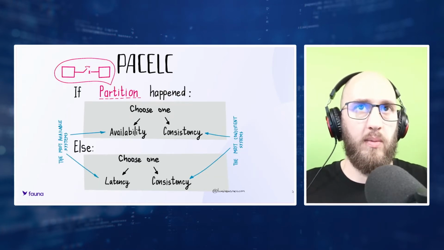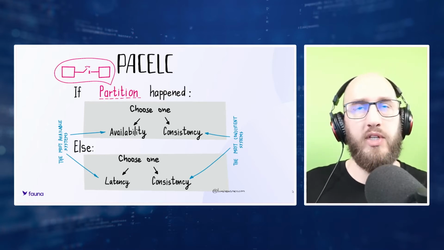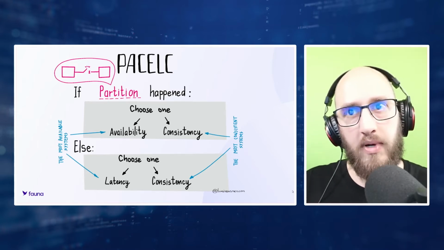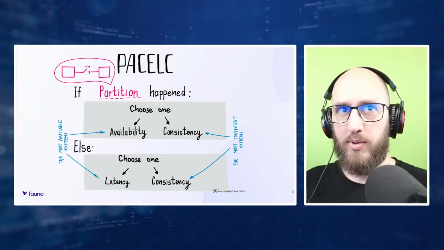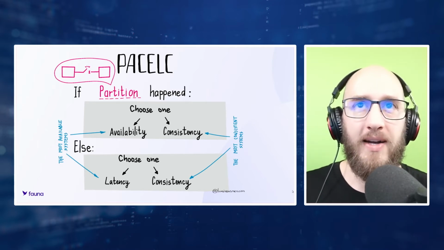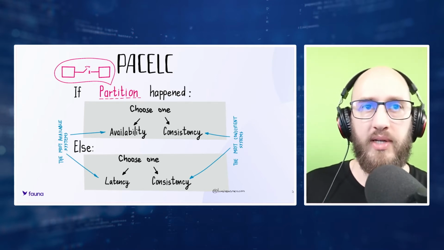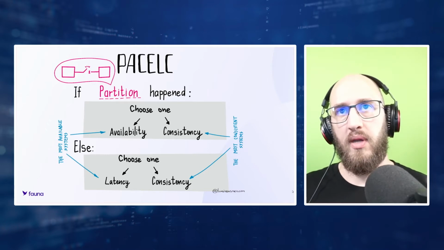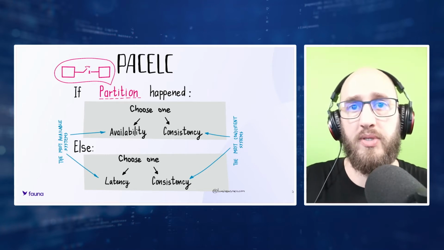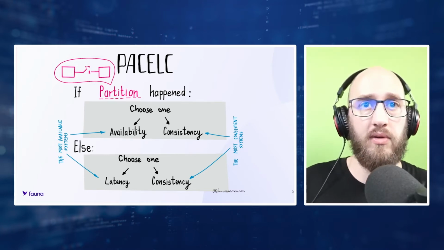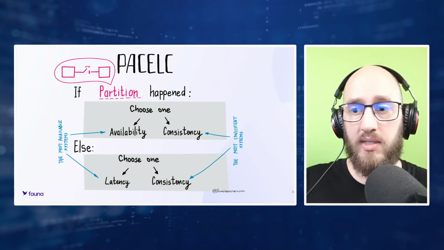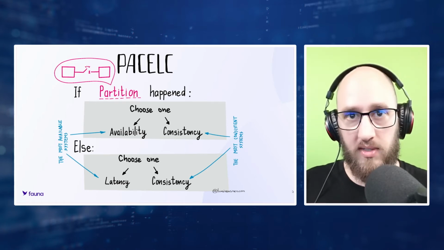Now, if you look at a more complete theorem, which is called Backend, or I guess that's how you would pronounce it, I don't know. It also has an else branch, right? If there are no partition problems, then you actually choose consistency over latency. So what you just mentioned is all these back and forths that increases the latency.